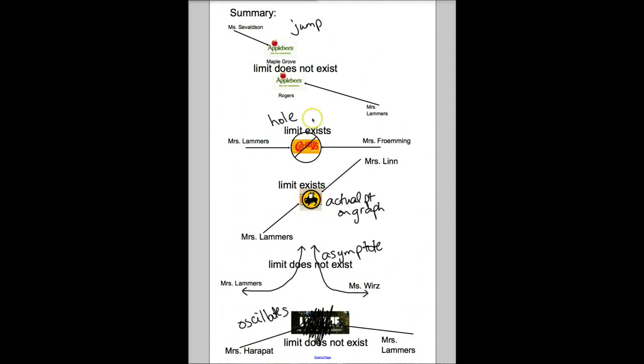So just some strange real-world examples of when a limit exists and when it does not exist. So in the future, when I ask you when a limit exists, make sure you talk about a hole or an actual point on the graph, or places where a limit does not exist, a jump where the two ends don't match the same point, an asymptote where they go on up forever without bound or down forever without bound, or a graph that oscillates. Okay?